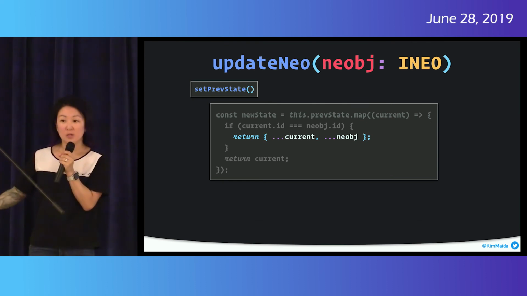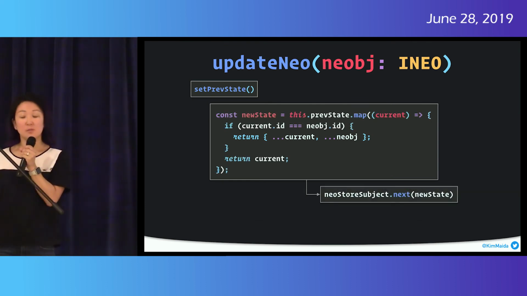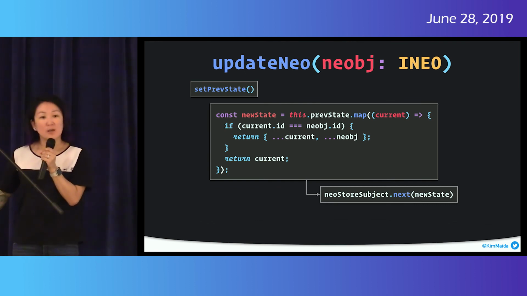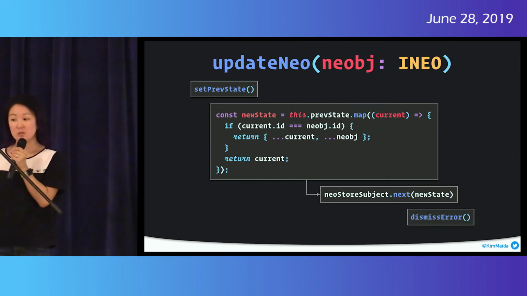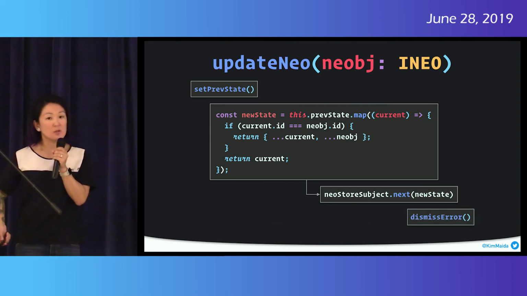So again, we're talking about immutability here. This is going to be immutable. After I've done that, then I'm going to emit the new state from my NeoStore subject. And once more, I'm going to clear the errors.